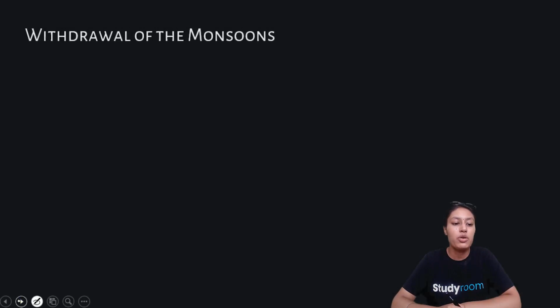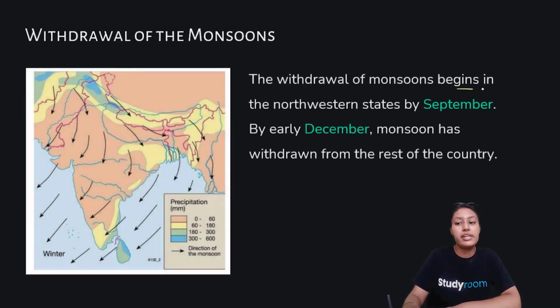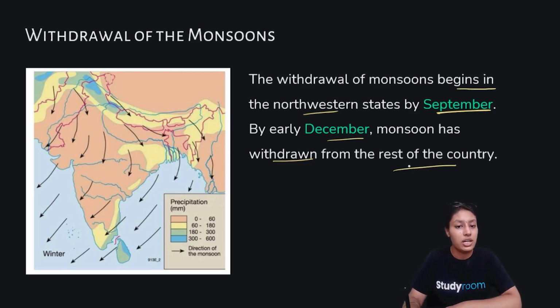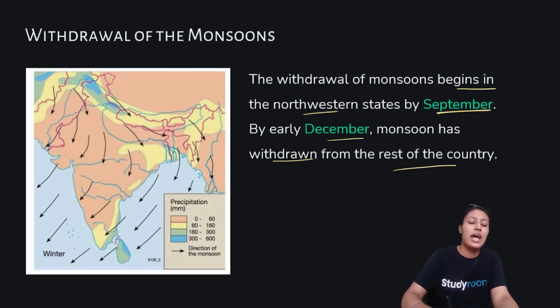Now we'll discuss the withdrawal of the monsoon. The monsoon begins to withdraw from the northwest by September. It starts in September and by early December the monsoon withdraws, meaning by September it just ends for the rest of the country. This is also because of the branches that travel. As long as they travel and take their circulation path, the rain will occur.